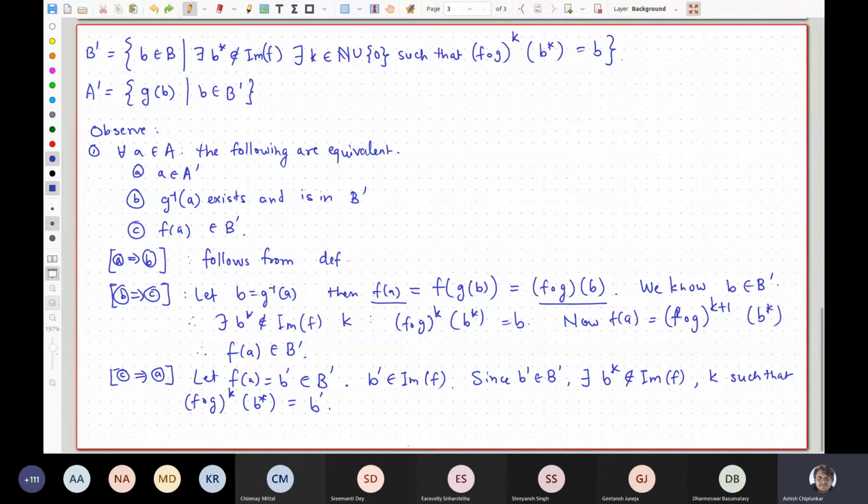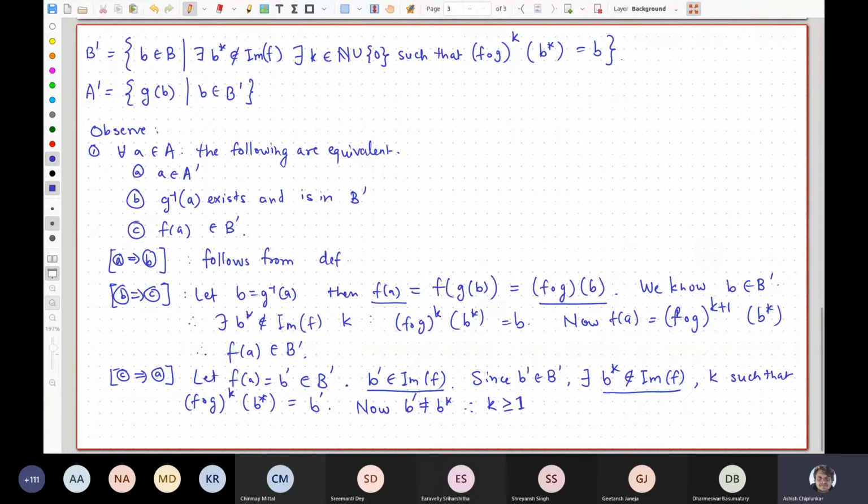Okay, so B prime is in the image of F, but B star is not in the image of F. So now we have B prime cannot be equal to B star. So therefore K must be greater than or equal to 1. Right? Because if K is 0, then F compose G is just the identity function. Right? So now what do you do?